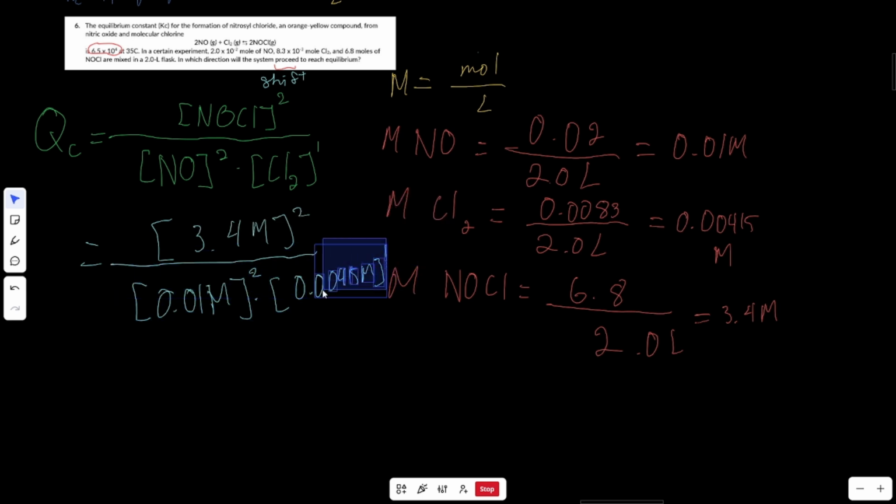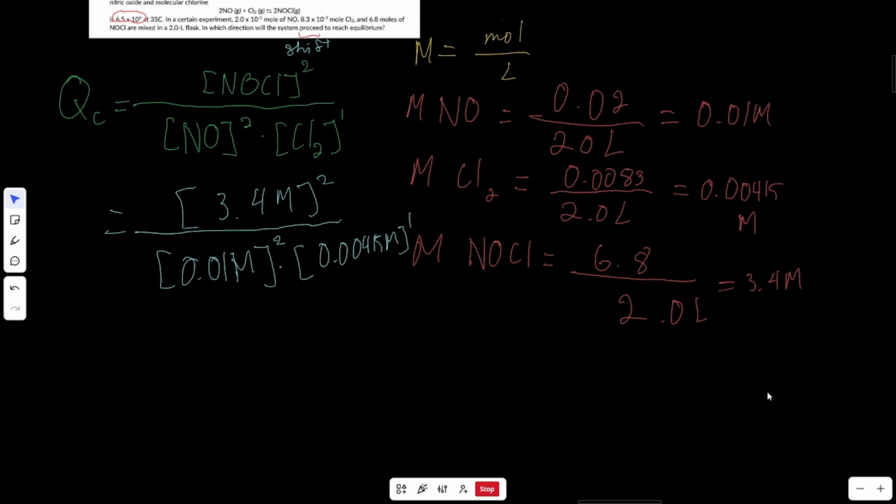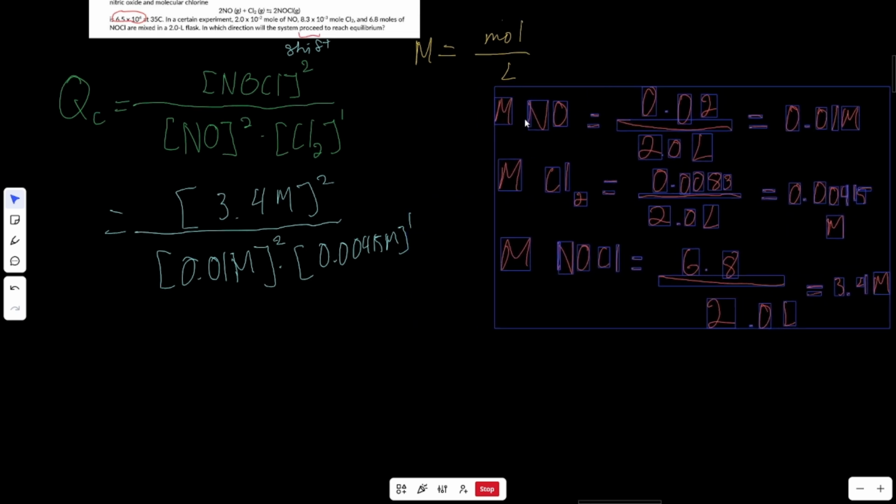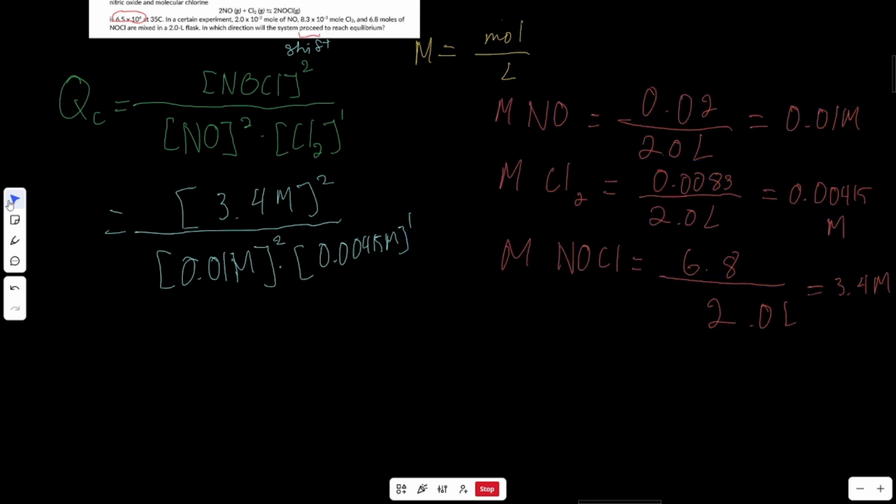Let me see if I can fix this. You know what? Let's just move all of this. There you go. Alright, so now simplifying this would actually get us an answer of an estimated amount of 2.8 times 10 to the power of 7.